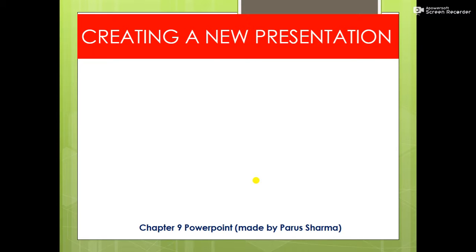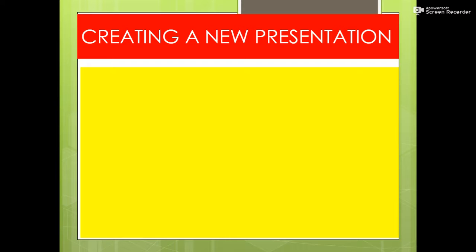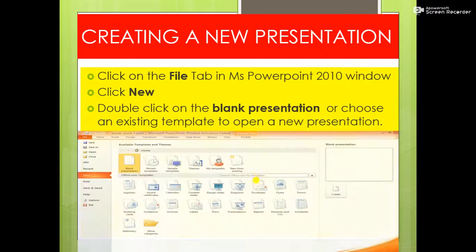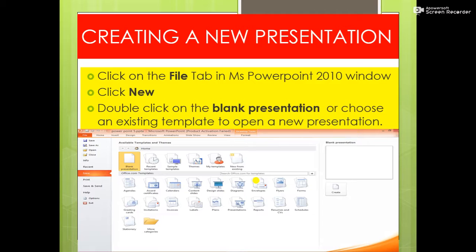Then creating a new presentation. How you can create a new presentation with an open PowerPoint presentation. First you have to click on the File tab in the PowerPoint window. Then click on the New button and double click the blank presentation as you see in this figure also. As I am showing with my mouse pointer, first click on the File tab, then you have to click on the New button, and here a blank presentation is given, and then click on the Create button to create a new file of your presentation.